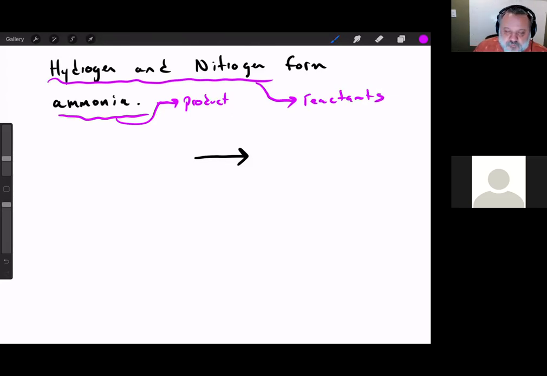But is it this? Is it this? Is this the formula for ammonia? Well, the formula for ammonia is NH3, but the formula for hydrogen and nitrogen is not H and N. What is the formula for hydrogen and nitrogen? Yeah, it's H2 and N2.